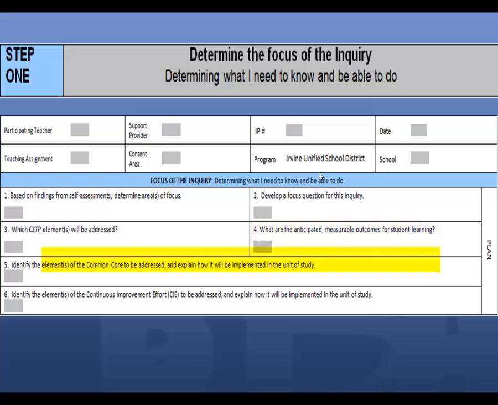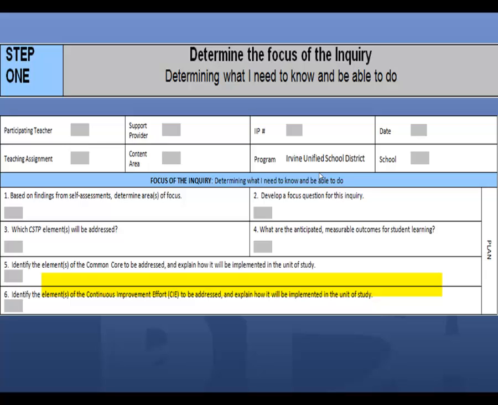Cell number 5. Identify the elements of the Common Core to be addressed and explain how it will be implemented in the unit of study. This is an opportunity to implement something new and exciting in your classroom. Cell number 6. Identify the elements of the Continuous Improvement Effort, CIEs, to be addressed and explain how it will be implemented in the unit of study. This continuous improvement effort is unique to Irvine Unified. Rather than creating new work for yourself, use your site, department, and/or grade level goals, which were written with the continuous improvement efforts in mind.